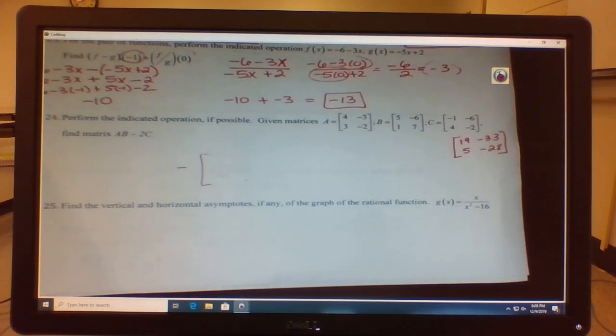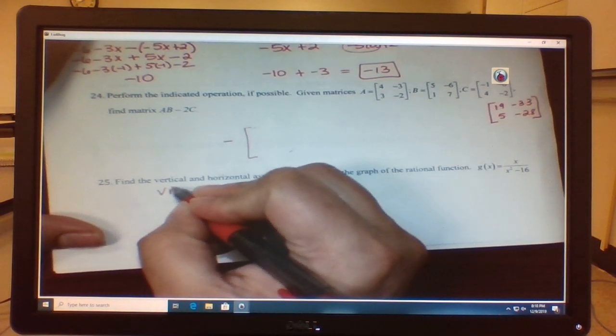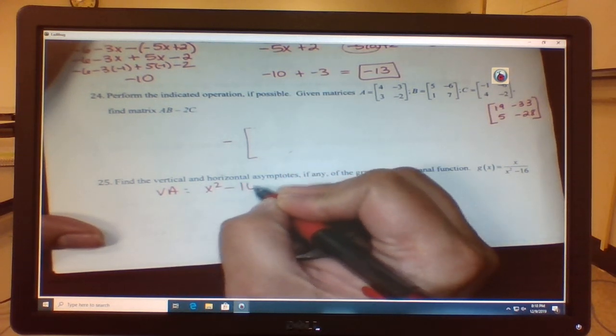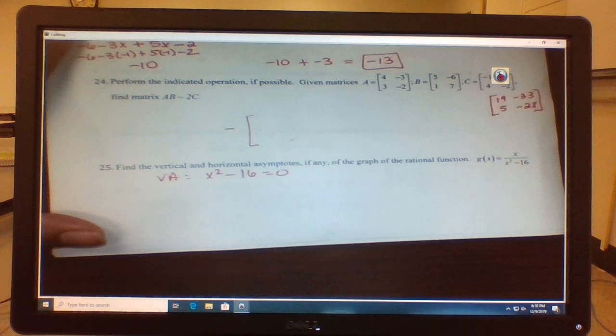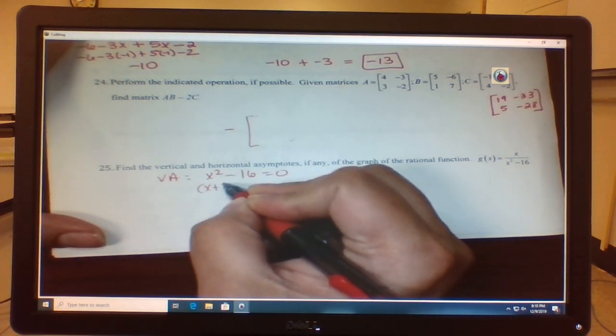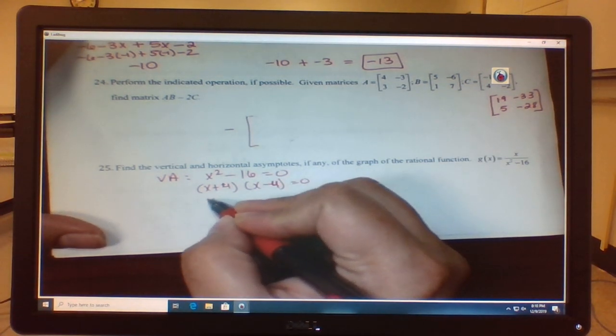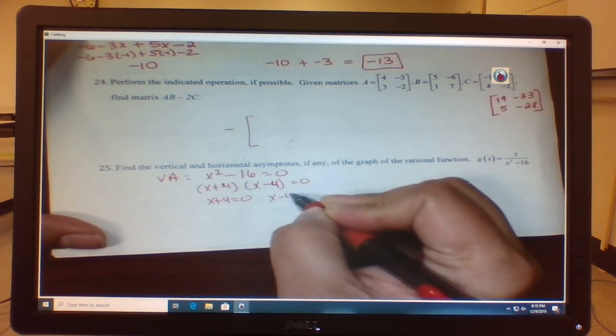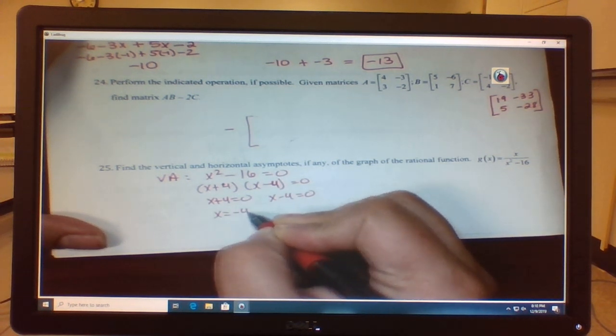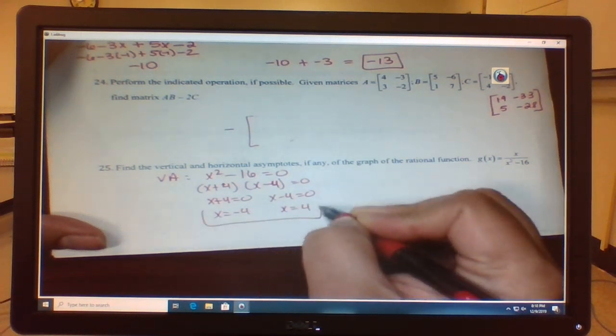All right, in your notes it says so. Number 25, did anybody do 25? What'd you get for your vertical asymptotes? -4 and 4. Very good. When you do your vertical asymptotes, you only care about your denominator. So we said x squared minus 16 equals 0. We could factor it out or solve it. So it could be x plus 4, x minus 4, equals 0. So that means x plus 4 equals 0, x minus 4 equals 0, x is negative 4, x is positive 4.